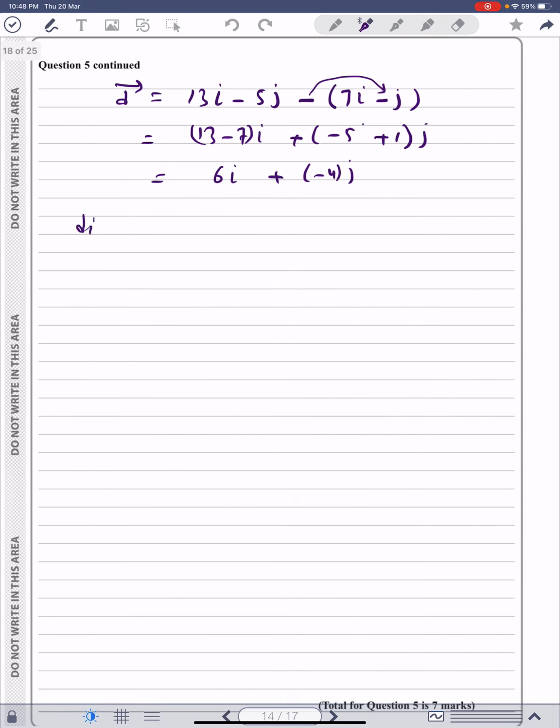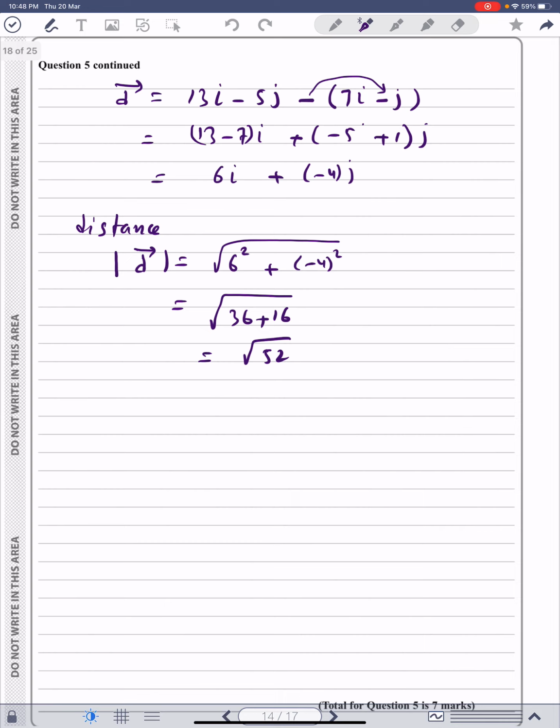Now he wants the distance. Of course, you have to show the distance, the modulus, the magnitude of the vector D, which is from B to the target. 6 squared plus negative 4 squared under the square root, which is radical 36 plus 16, which is radical 52. It's okay to stop here, but we prefer simplifying. So this is 2 radical 13, or in decimal to 3 significant figures, 7.21 meters.